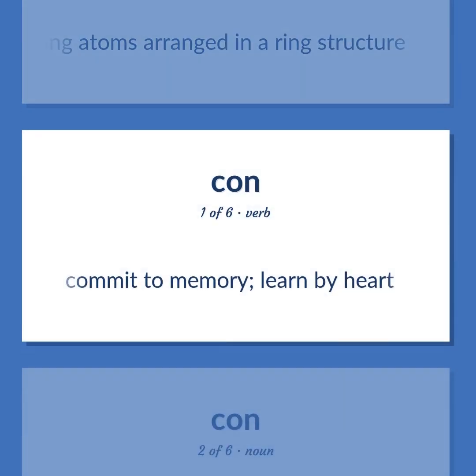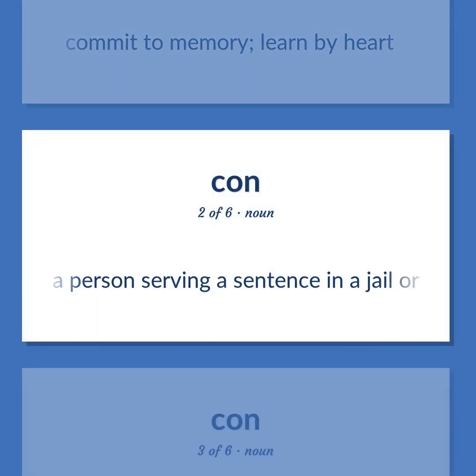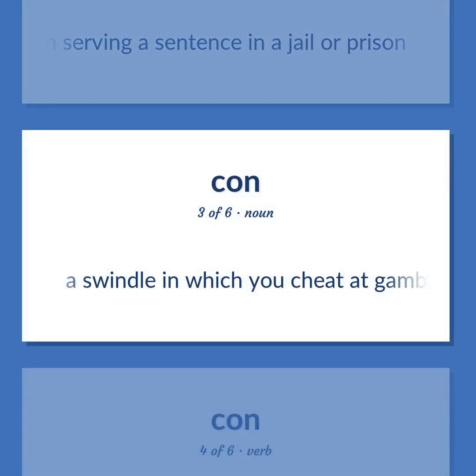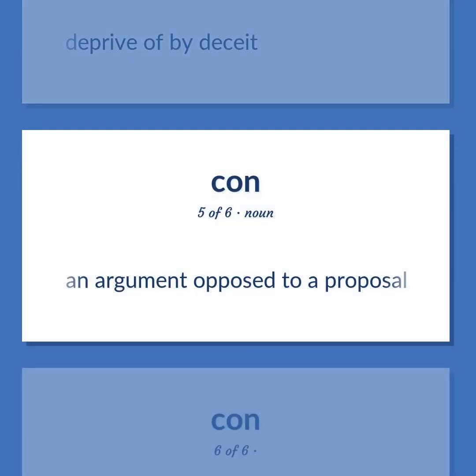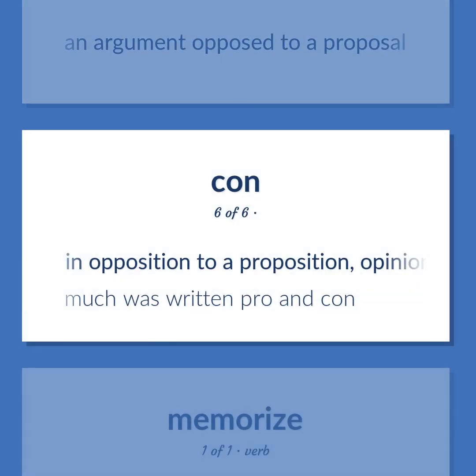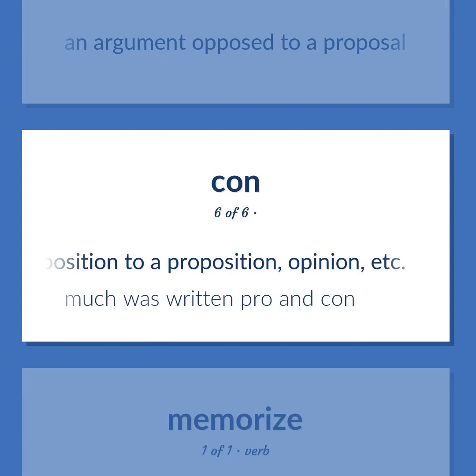Commit to memory. Learn by heart. A person serving a sentence in a jail or prison. A swindle in which you cheat at gambling or persuade a person to buy worthless property. Deprive of by deceit. An argument opposed to a proposal. In opposition to a proposition, opinion, etc. Much was written pro and con.